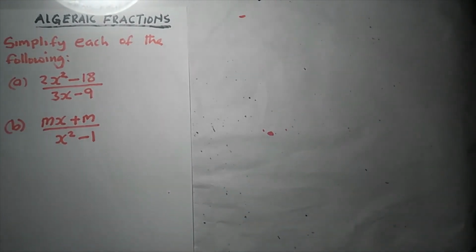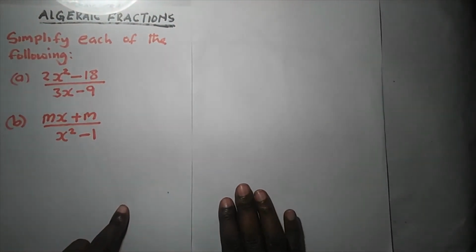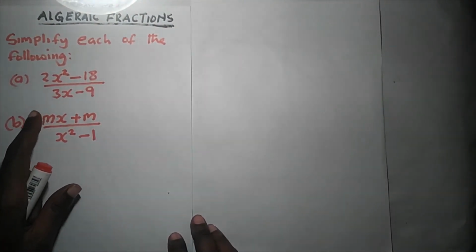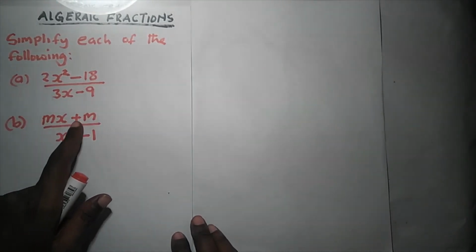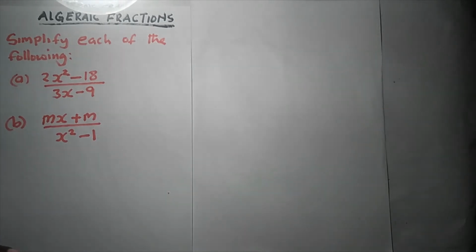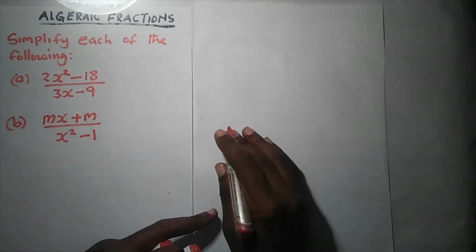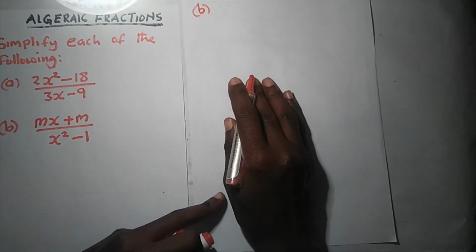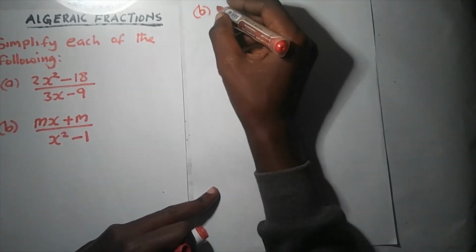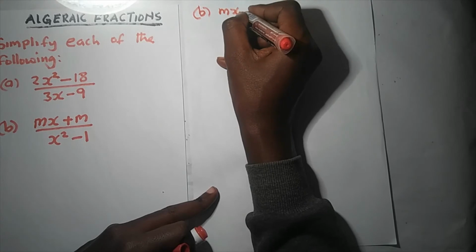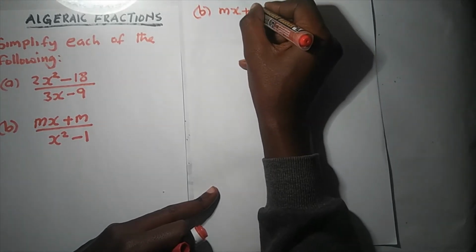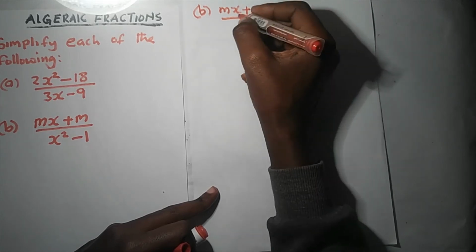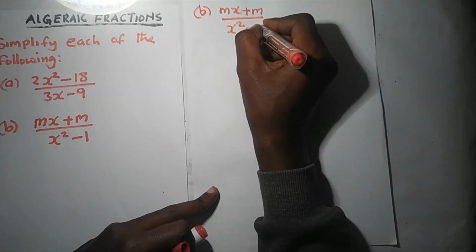Now we can go to the second question. The second question says, factorize completely or simplify each of the following. This is part b. We have mx plus m divided by x squared minus 1.